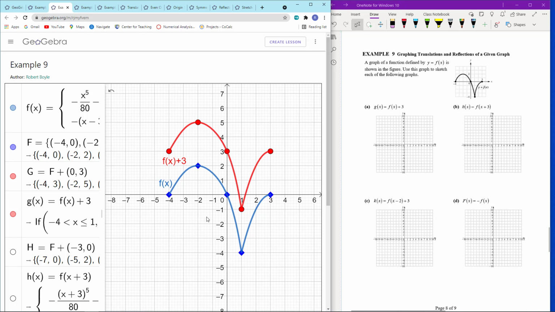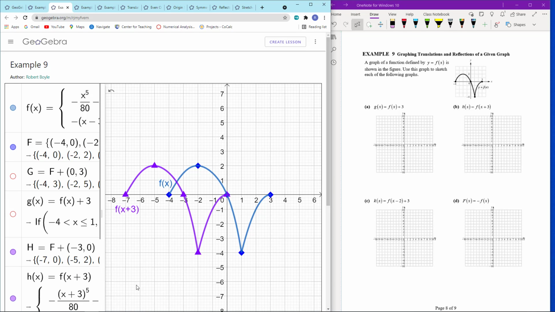So that's part A. Now part B is a shift to the left by 3. To do that, I'm going to take each of these points and shift them to the left by 3. There they are. 1, 2, 3, 4, and as you can see, they're all shifted to the left. And then finally, I'm going to connect the dots. And there you go.